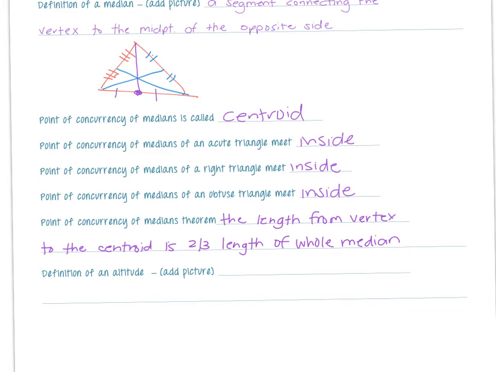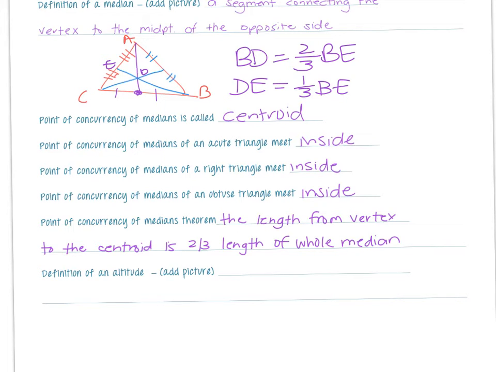So if I use this diagram that's here, say this is A, B, C, let's call the centroid D, and this opposite point E, then if I use that median, I would say that BD is 2/3 the length of the whole thing, which is BE. I could say that DE would be what? DE would be how much of the whole segment? 1/3. So again, from vertex to the centroid is 2/3 the length of the whole median.